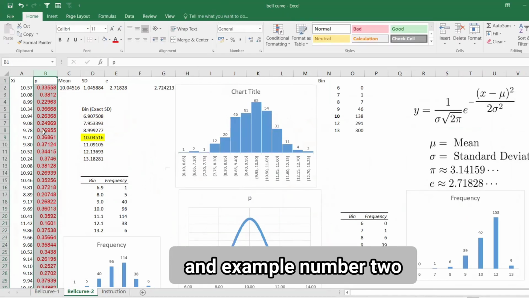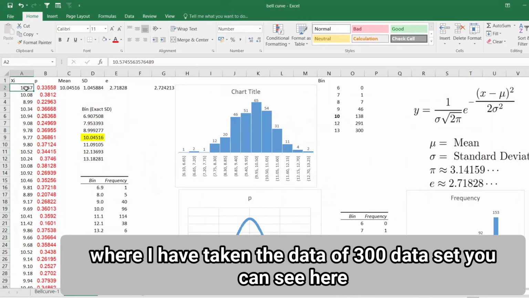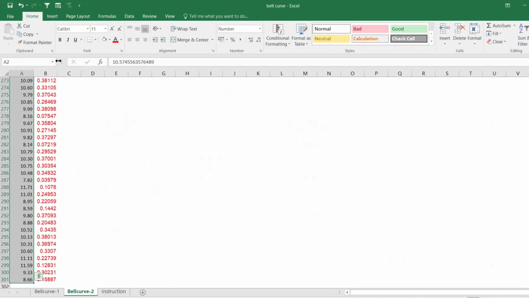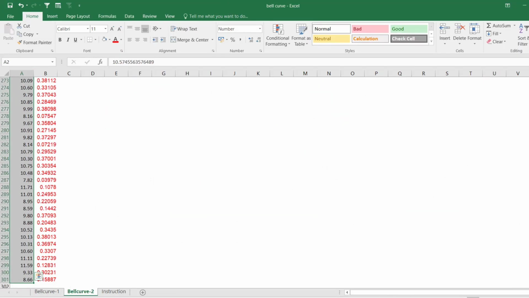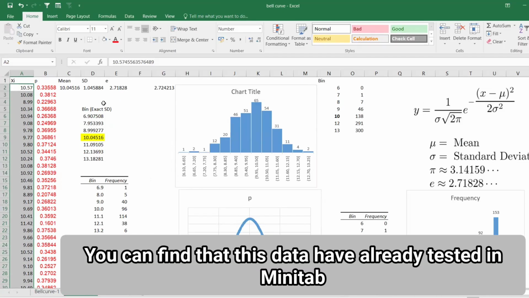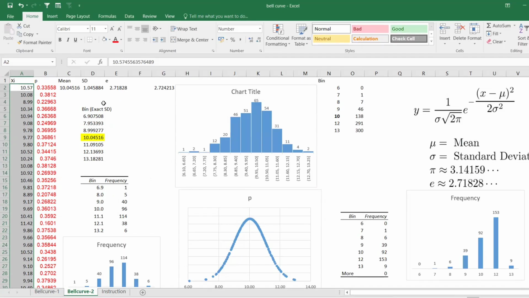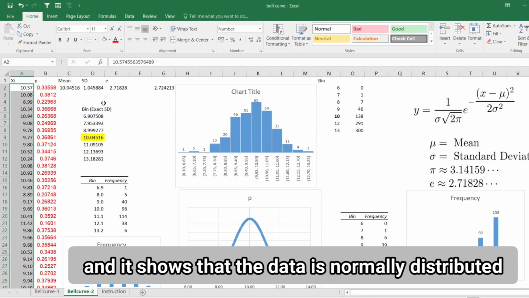And example number 2, where I have taken a data set of 300, you can see here, n equal to 300, and count equal to 300. In the 300, you can find that this data I have already tested in Minitab, and it shows that the data is normally distributed.